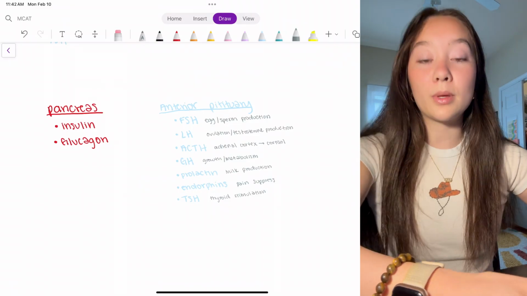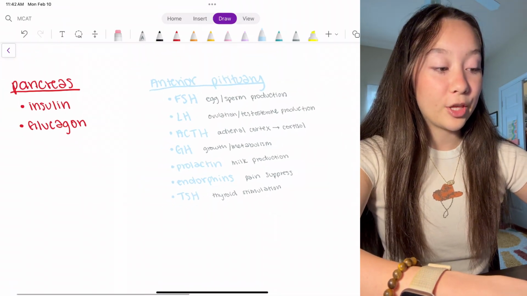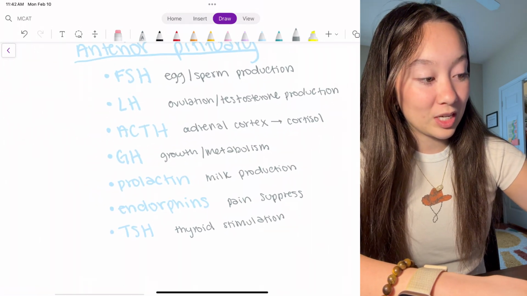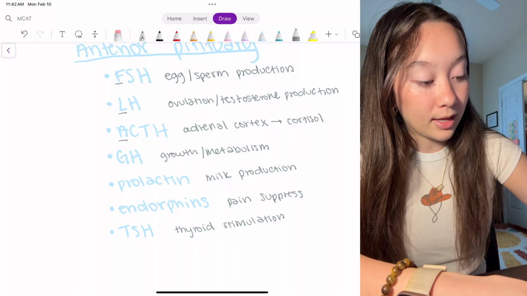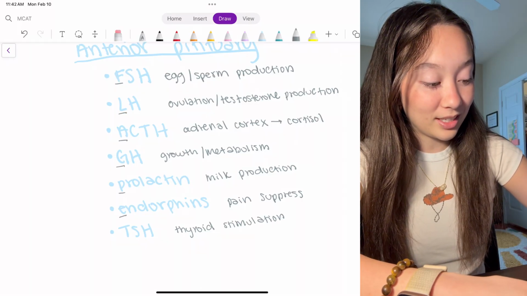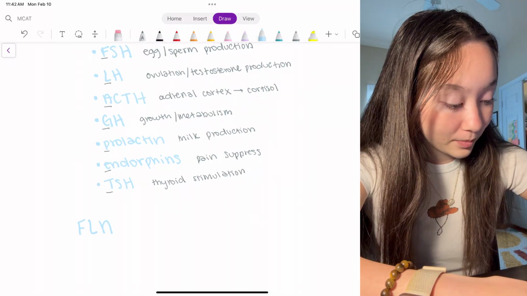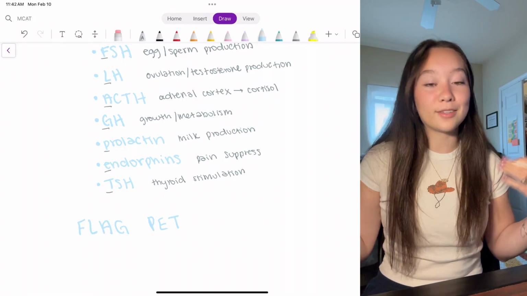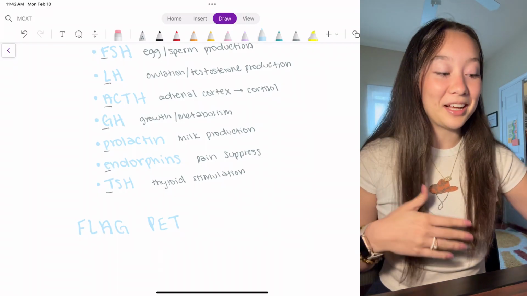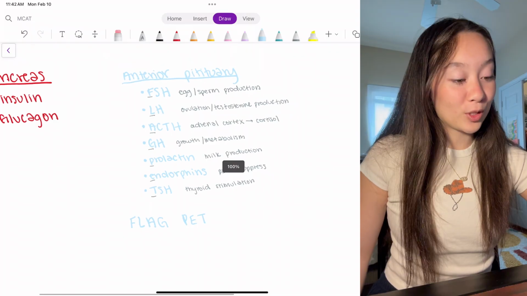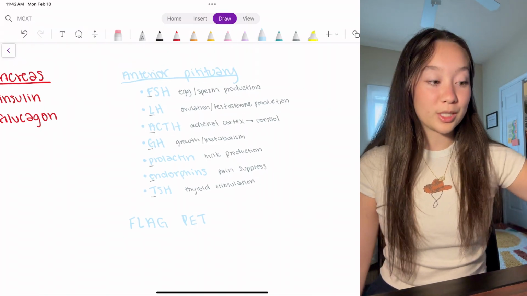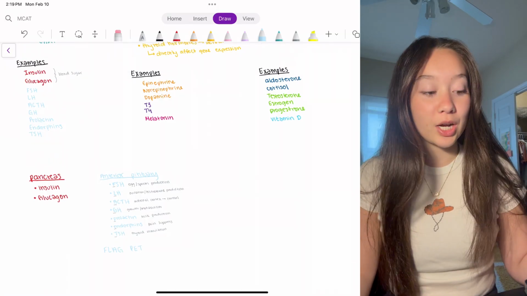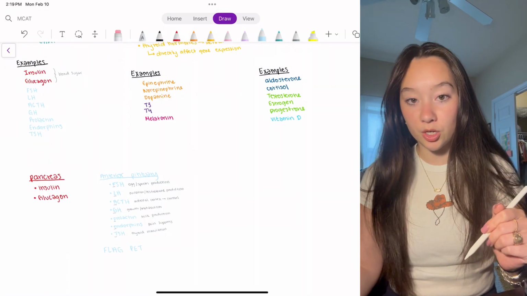Okay, that seems like a lot, but how I remember these is by the first letter of each one of these. So I'll underline them to make it a little easier. So F, L, A, G, P, E, T, flag pet. Or pet flag if you prefer to switch it, or if you can think of a different mnemonic that will help you better. This is just how I remember it. But those are all of the anterior pituitary hormones, and these are all going to be peptide hormones like we said earlier.